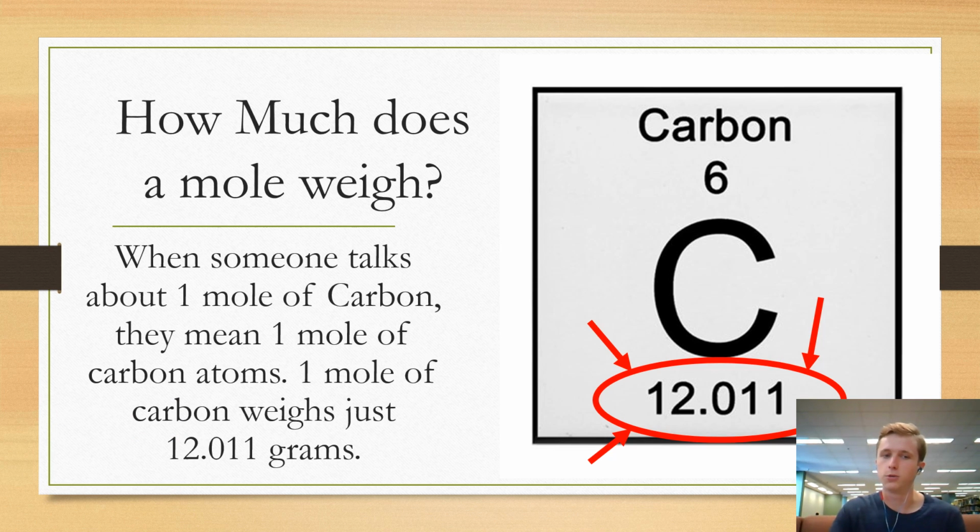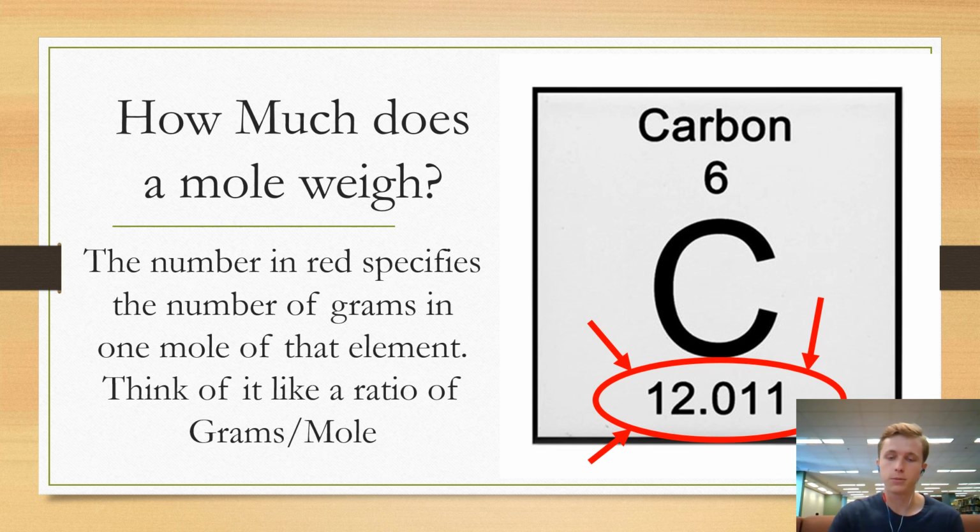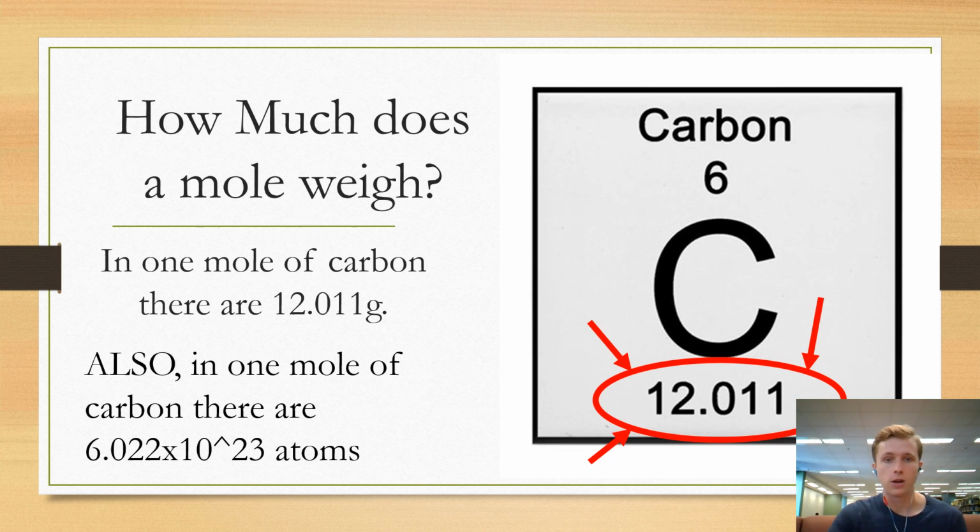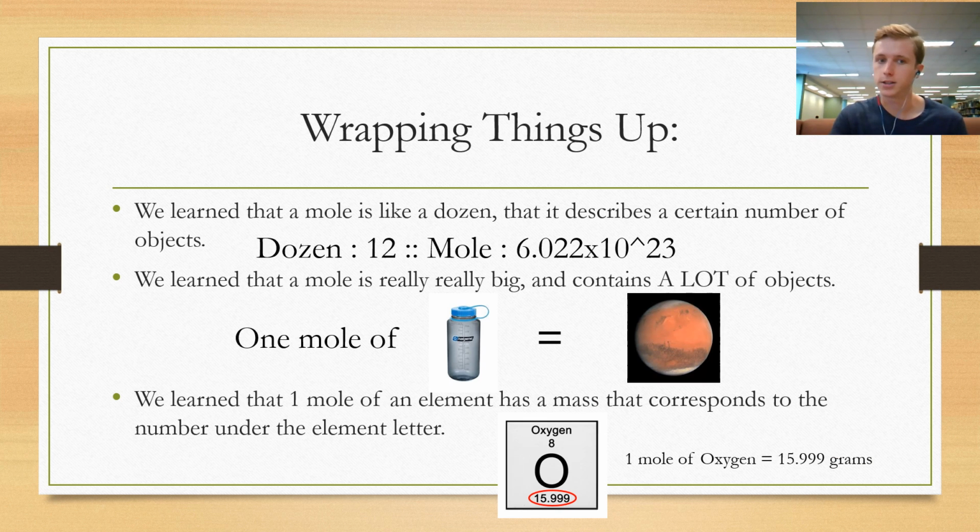But how much does a mole weigh if you're talking about something like carbon in an element? Well, when we're talking about a mole of carbon, we're talking about a mole of carbon atoms. And 1 mole of carbon weighs 12.011 grams. The number in red specifies the number of grams of the mole in that element. Think of this as like a grams to mole ratio. In 1 mole of carbon there are 12 grams, but also in 1 mole of carbon there are 6 sextillion atoms.